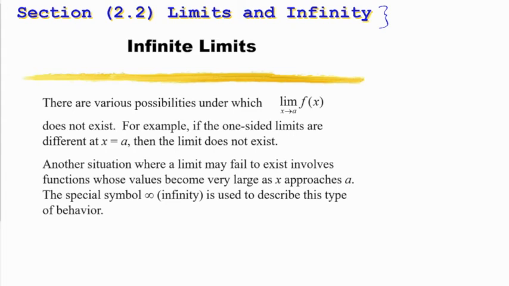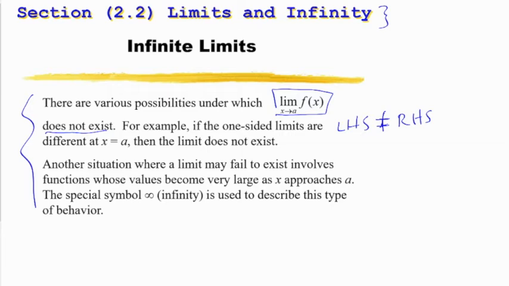This is section 2.2, limits and infinity. And we begin with this comment that there are various possibilities under which the limit as x approaches a of f of x does not exist. For example, if one-sided limits are different at x equals a, that means the left-hand side is not equal to the right-hand side. Then we say the limit does not exist.